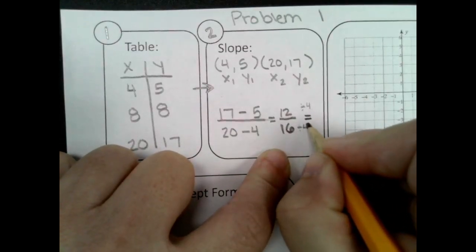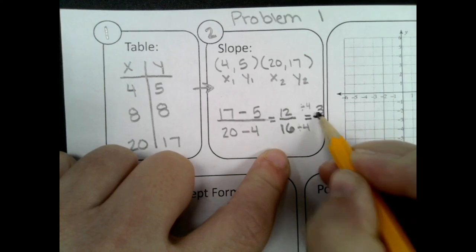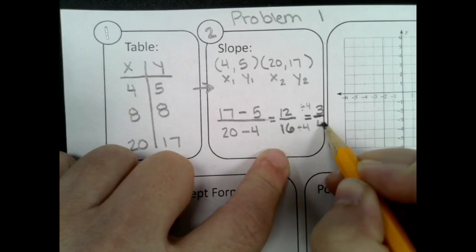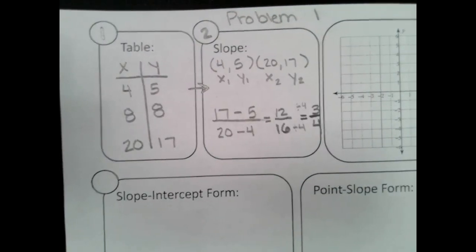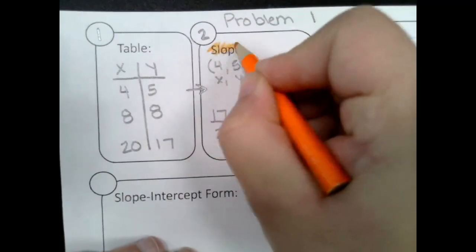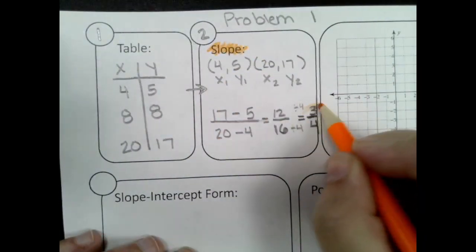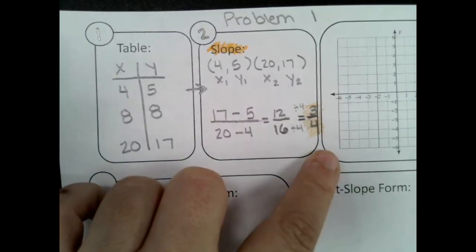So 12 divided by 4 is 3. 16 divided by 4 is 4. So our slope is 3/4. So I'm going to color that orange. That's my slope. My M is 3/4.